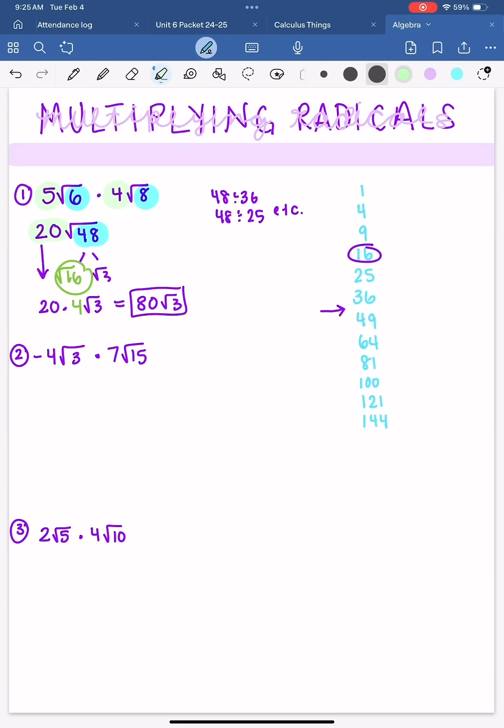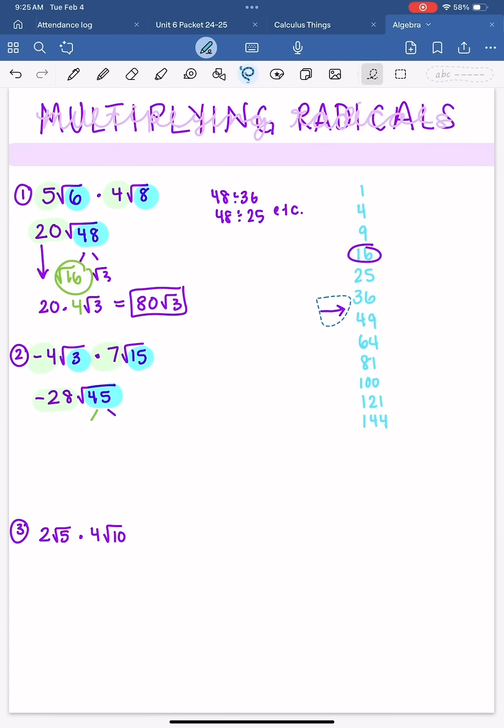We're going to highlight the outside numbers in green, the inside numbers in blue. We're going to multiply the outside numbers to get negative 28. We're going to keep the square root symbol. We're going to multiply the inside numbers to get 45. Now we're going to do our branches to simplify the square root of 45. The largest perfect square that goes into 45, you're going to use your calculator. You're still going to use that list right there. It is going to be the square root of 9.